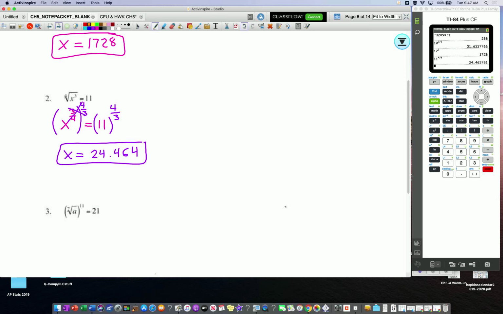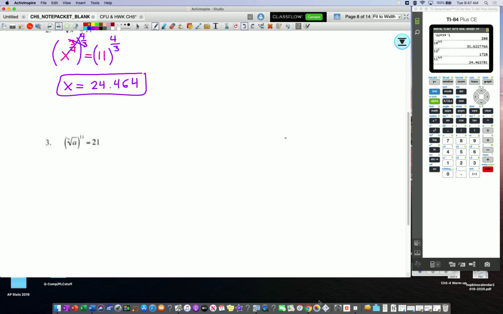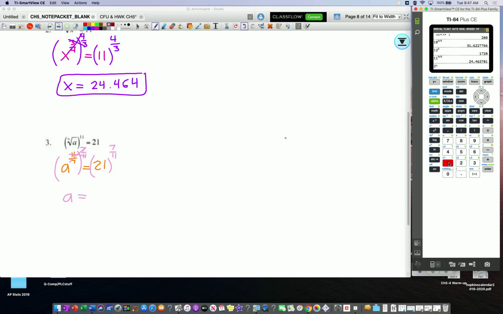All right, last one. Well, actually, I might make up 1 or 2. On this one, I have a to the, remember, this is always the denominator, 11/7 power equals 21. To get rid of the fractional exponent, we raise it to the reciprocal, 7/11. So I get a equals 21 raised to the 7 divided by 11 power equals 6.941. So if I round that, yep, 6.941.